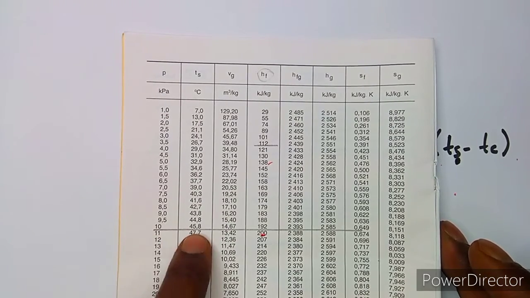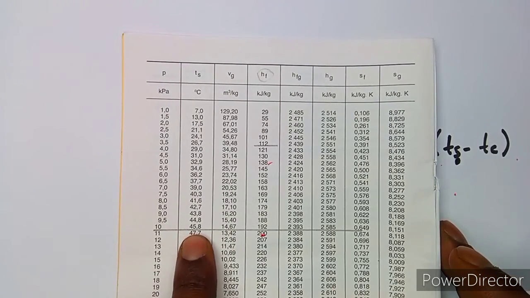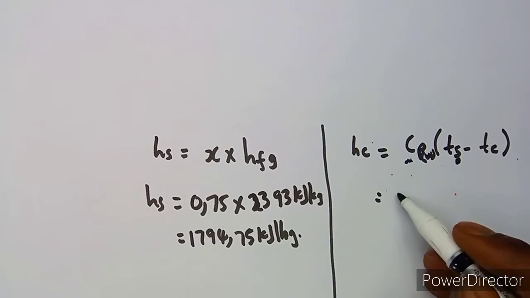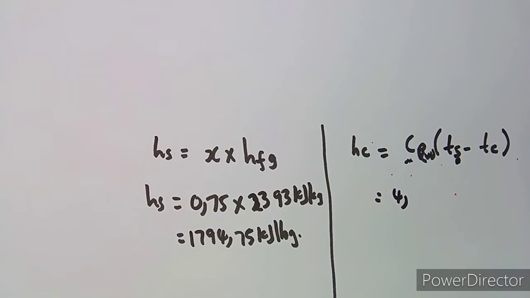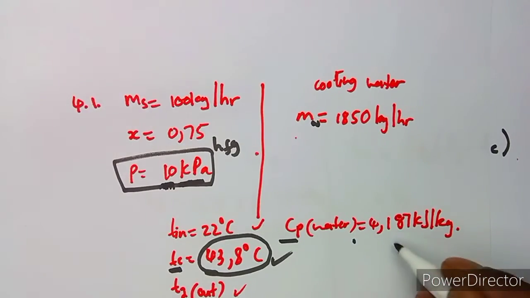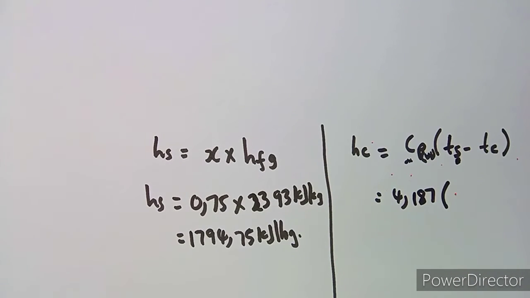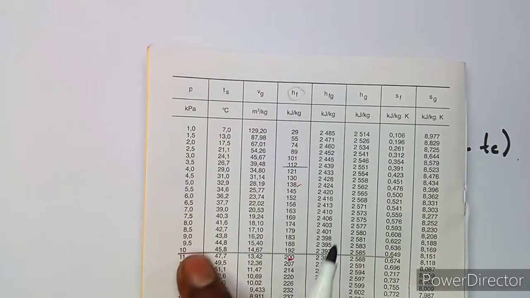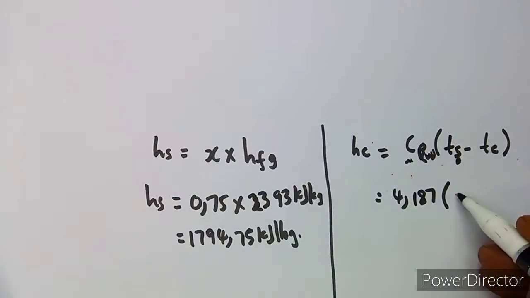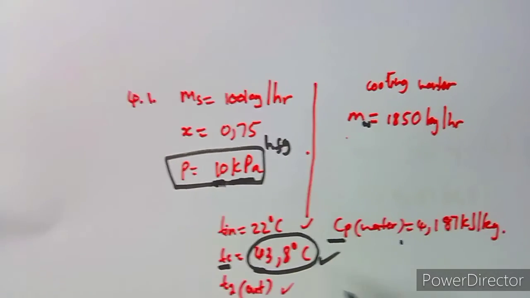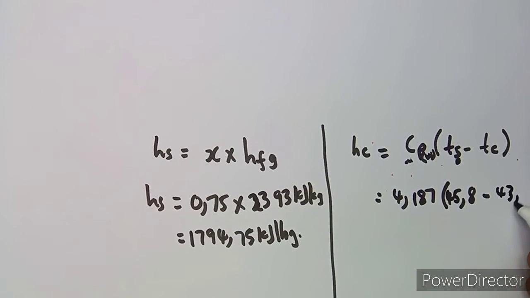At 10 kilopascal, it is 45.8 degrees Celsius. This is the temperature that you are going to take at 10. So let's just substitute, guys. This is 4.187 into Ts, the one I just said. Ts at 10 is 45.8 from your steam table, minus Tc. We have our Tc here, which is 43.8 from the condensate that we have.